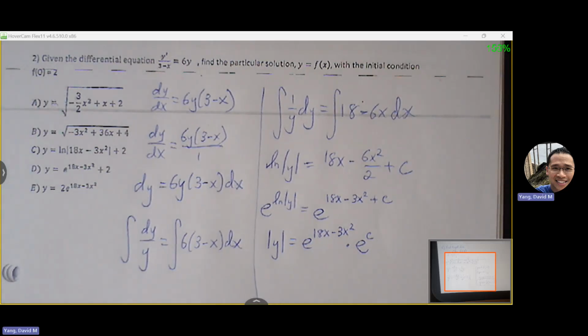Now, as you're separating your right side, it looks like A to the A plus B plus C, but we want to selectively separate our constant away from our variable expression. So I'm going to keep the 18x minus 3x squared together. I just want to have that C away from the rest of the expression. So I'm going to let the 18x minus 3x squared stay together, and then the rest of it times E to the C. I want to purposely separate that constant away from my variable.